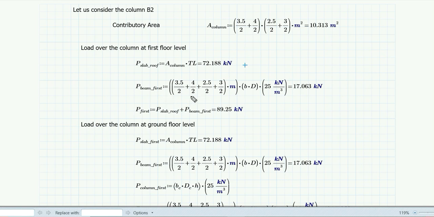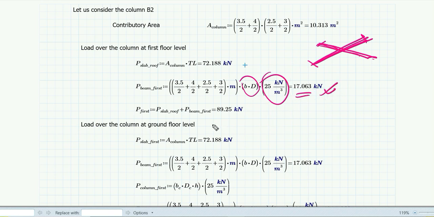Then the self weight of the beam. So in self weight of the beam, you need to find out what is the length of the beam. You can see the beam is something like this. This is the total length of the beam, which in turn is 3.5 by 2 plus 4 by 2 plus 2.5 by 2 plus 3 by 2. So add all these four parts, you will get the total length of the beam, into dimension of the beam, into self weight of the concrete. That will give you the load that is coming from the beam. So total load on the column becomes, you add these two, you will get the total load in the column.